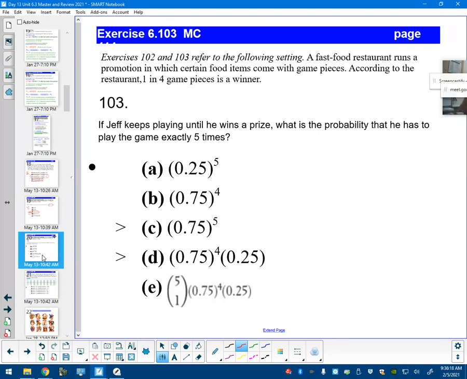Exactly 5 times, and he wins on time 5. So that means he has to be a loser 4 times, and then the 5th time is the winner. So this one is D as in dog.